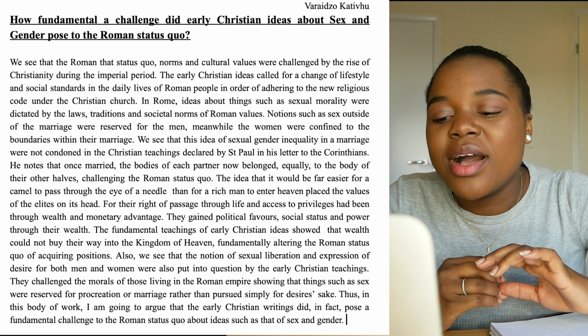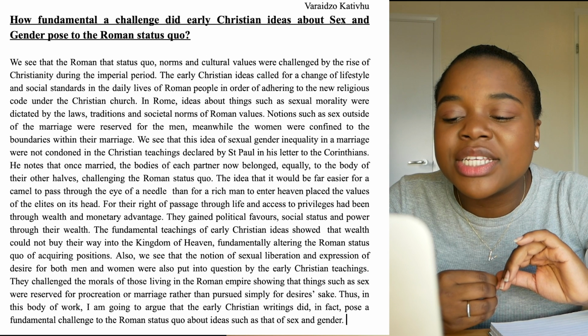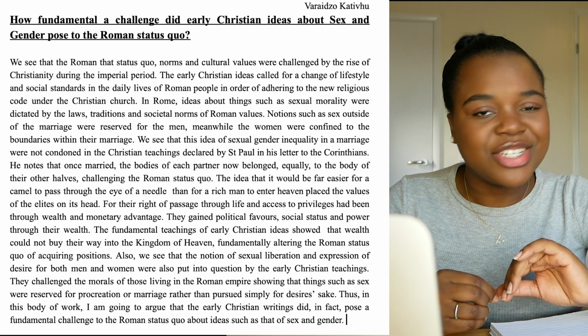Thus, in this body of work, I'm going to argue that the early Christian writings did in fact pose a fundamental challenge to the Roman status quo about ideas such as that of sex and gender. It was quite a lengthy introduction, and looking back, I could have cut a few things here and there and maybe written it differently, but that's what I wrote in about 20 minutes. My tutor was happy with it. She said I addressed all of the critical arguments I was going to argue, and that it flowed with the rest of the work that I did in the paragraphs and the conclusion.